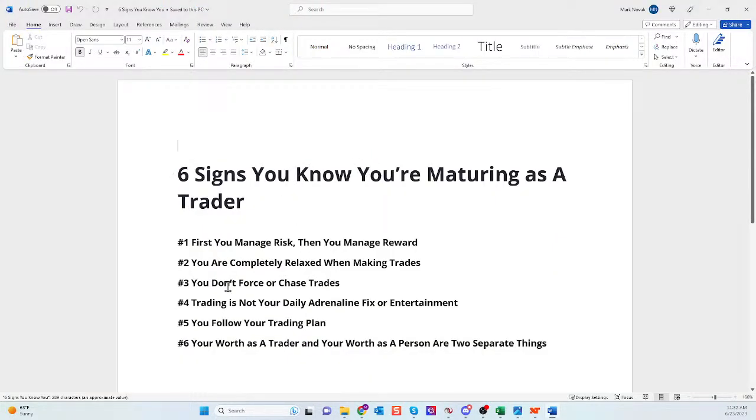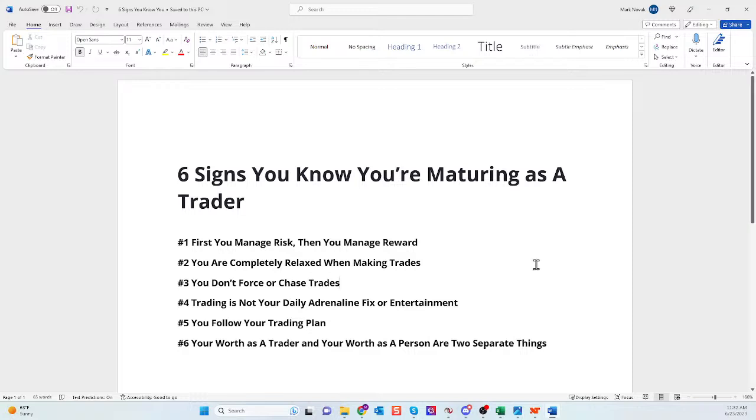How do you know you're maturing as a trader? Guys, the first thing is you manage your risk, and then you focus on reward. You're able to manage risk through the advantages of the high probability trend trade. You're going to manage risk by having odds favorable momentum, by having nothing in the way, right? By entering at the area where the market is most likely to continue. This is how you manage risk.